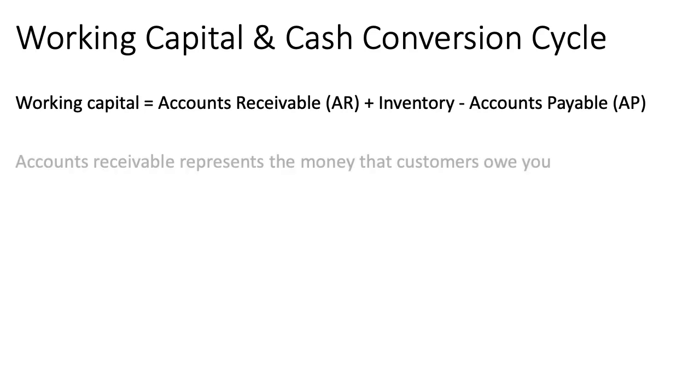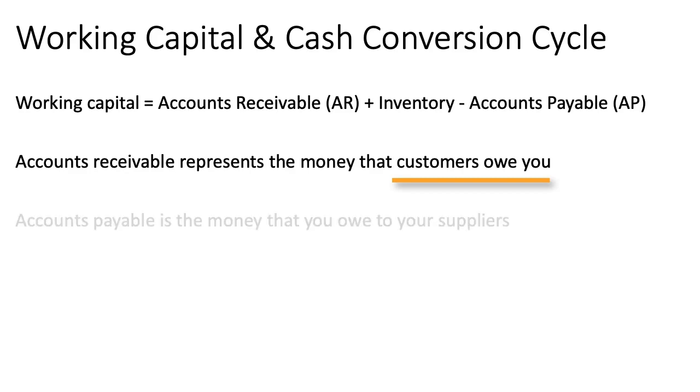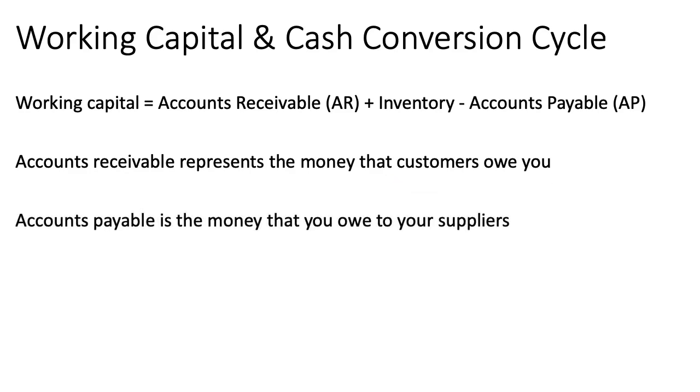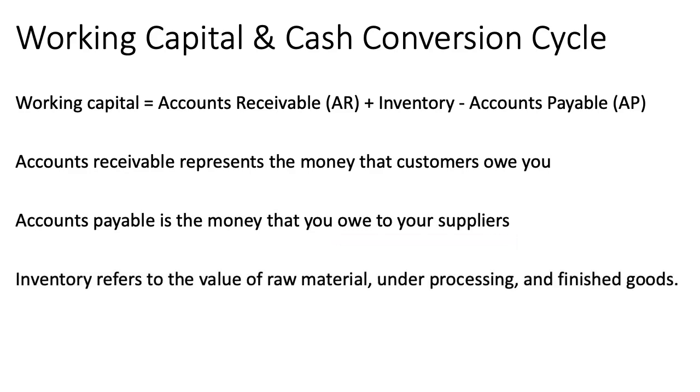Now you may recall that accounts receivable represents the money that customers owe to us. Accounts payable is the money that you owe to the suppliers. And inventory refers to the value of raw material under processing and finished goods.